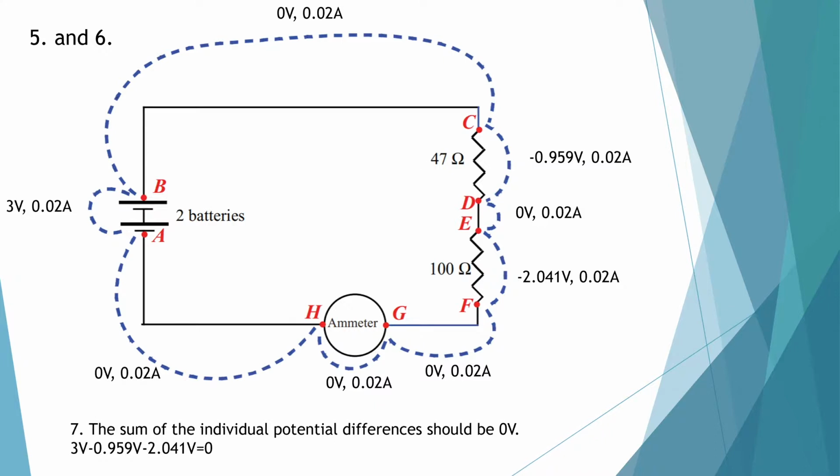So to show the potential differences around different points around the circuit, the only ones that are going to be different are points A to B, which is across the battery, and then C to D and E to F, which are across the resistors, and the sum of those should equal 0. So that's why 3 volts minus 0.96 minus 2.04 is going to equal 0, which is what we want.